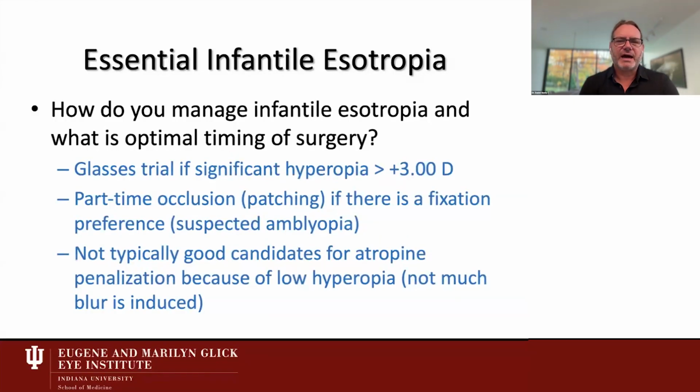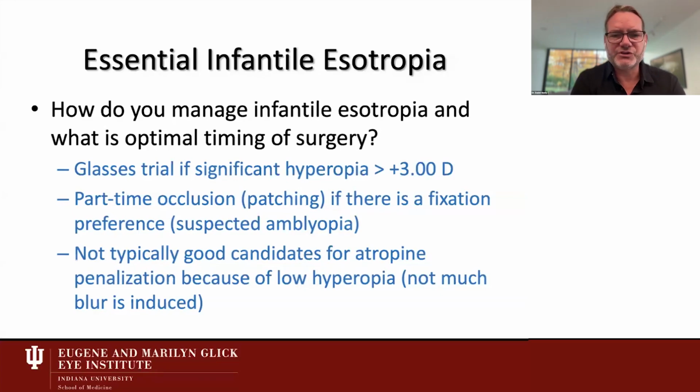Now, the question is, how do you manage infantile esotropia and what is the optimal timing of surgery? Well, in general, it's not a refractive problem. But if you have a 1-year-old and they have some significant hyperopia, +4 or +5, it's always worth trying them in their cycloplegic refraction to see if that has any impact. Now, the truth is, most of the times we try that in these infants, it doesn't make a whole lot of difference. But I think you're obligated to see what, if any, component of this is refractive.